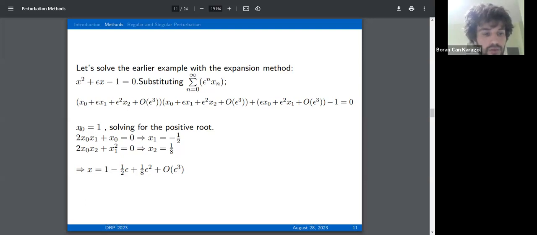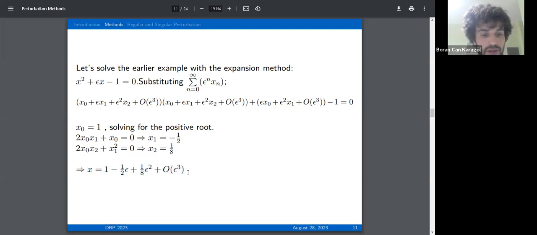And since we have to set the coefficients of epsilon to 0, we get the starting point x0 equals 0. This is the coefficient of epsilon to the power of 1. It also has to equal 0, so we get x1. And this is epsilon squared, so we get x2, and so on. And we get the exact solution this way.